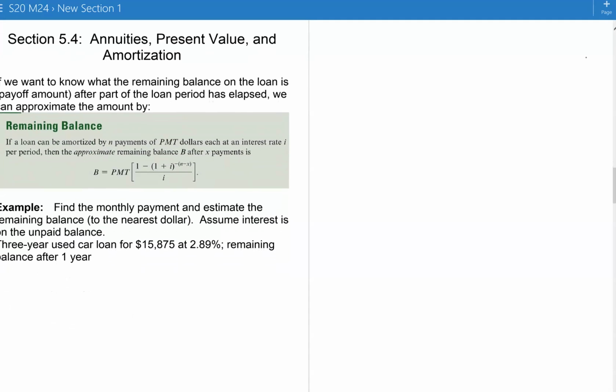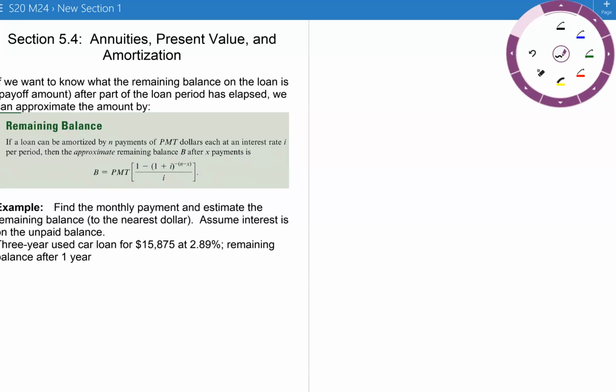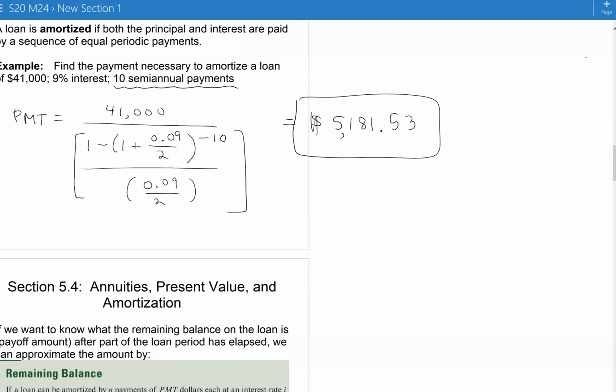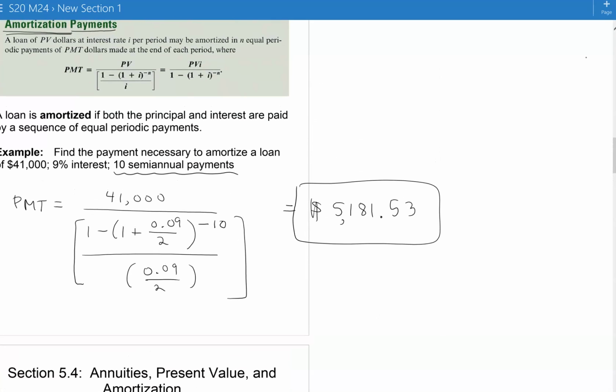Okay, then this is of small importance, but might be interesting to you personally. It's a way to estimate the remaining balance on a loan. First, we're asked to find the monthly payment. That's exactly what we just did previously. That's this amortization payment amount.